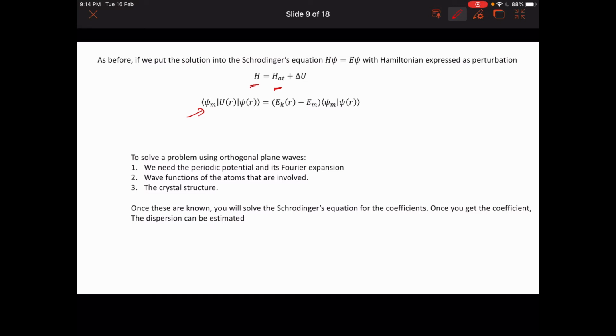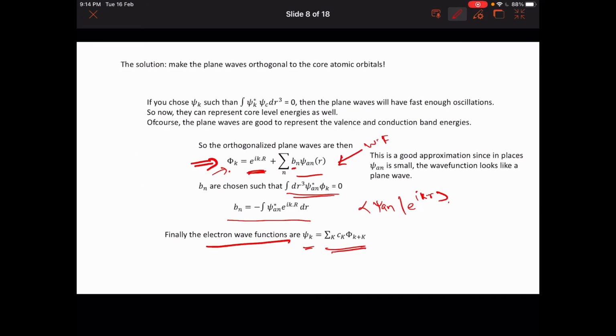To solve this problem, we need to find the periodic potential and the Fourier expansion of the lattice. We need to find the wave functions of the atoms that are involved, and of course the crystal structure. Once you know all these things, we can actually solve the total Hamiltonian with an orthogonalized plane wave. So the only difference from tight binding is you make a summation of the tight binding wave function with the plane wave, right? So this is what is the orthogonalized plane wave method.